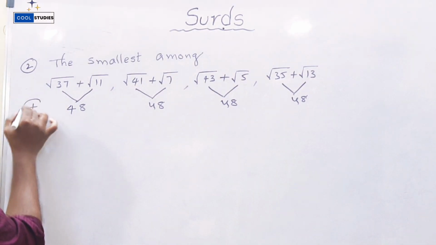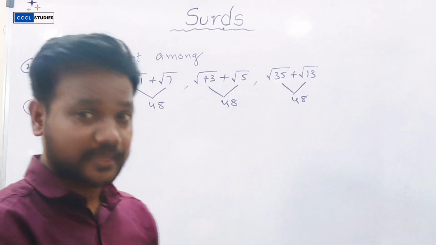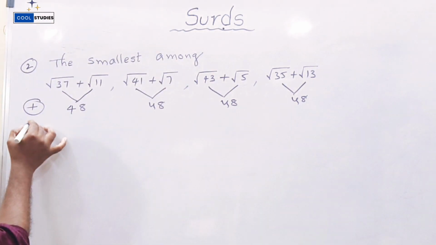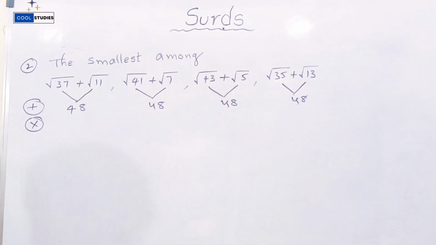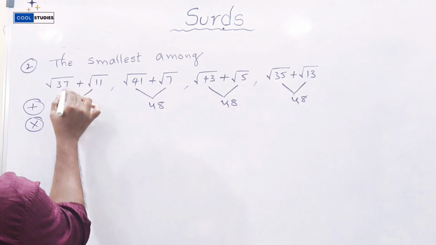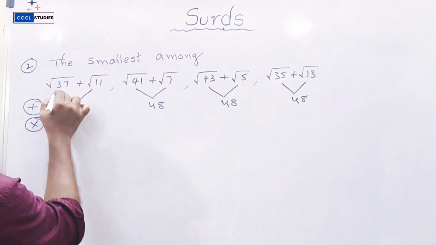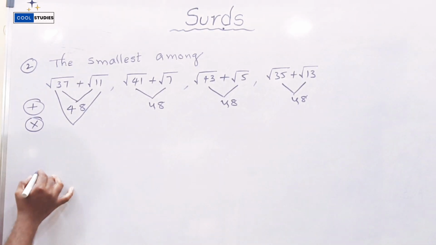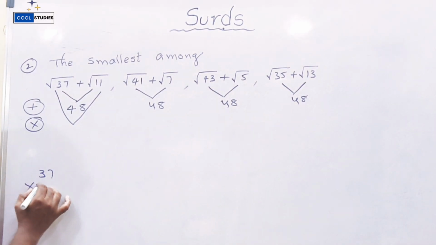First we are doing the addition. We are getting all the same answers. Next we do multiplication. What operation are we applying here? Multiplication. Let us multiply 37 into 11. If you multiply these two numbers, what answer do we get? Let us multiply 37 into 11. What do we get?